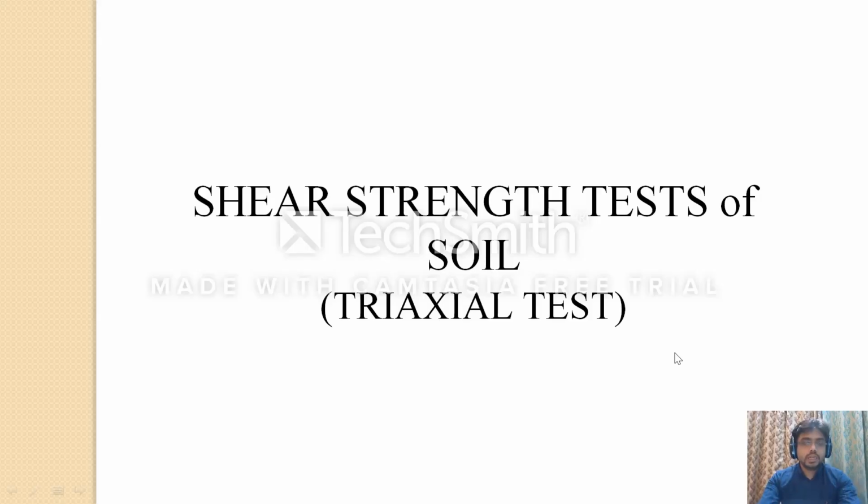Hello students. In this lecture, we are going to discuss how to determine the shear strength parameters of a soil by the triaxial test. The shear strength parameters can be found out by several kinds of tests like the direct shear test, vane shear test, UU shear test and triaxial test. But among these tests, the most important is the triaxial test, because all the other tests have some limitations or drawbacks.